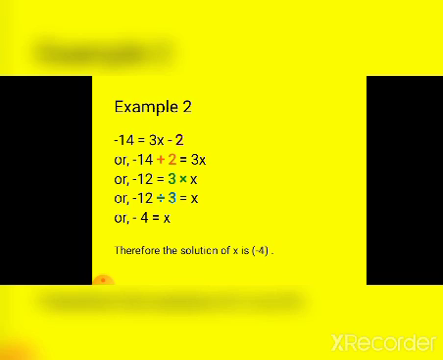Again 3 and x, what is the relation? Product. So when 3 comes to the opposite side, it will become divide. So -12 divided by 3. Therefore x equals to -4.